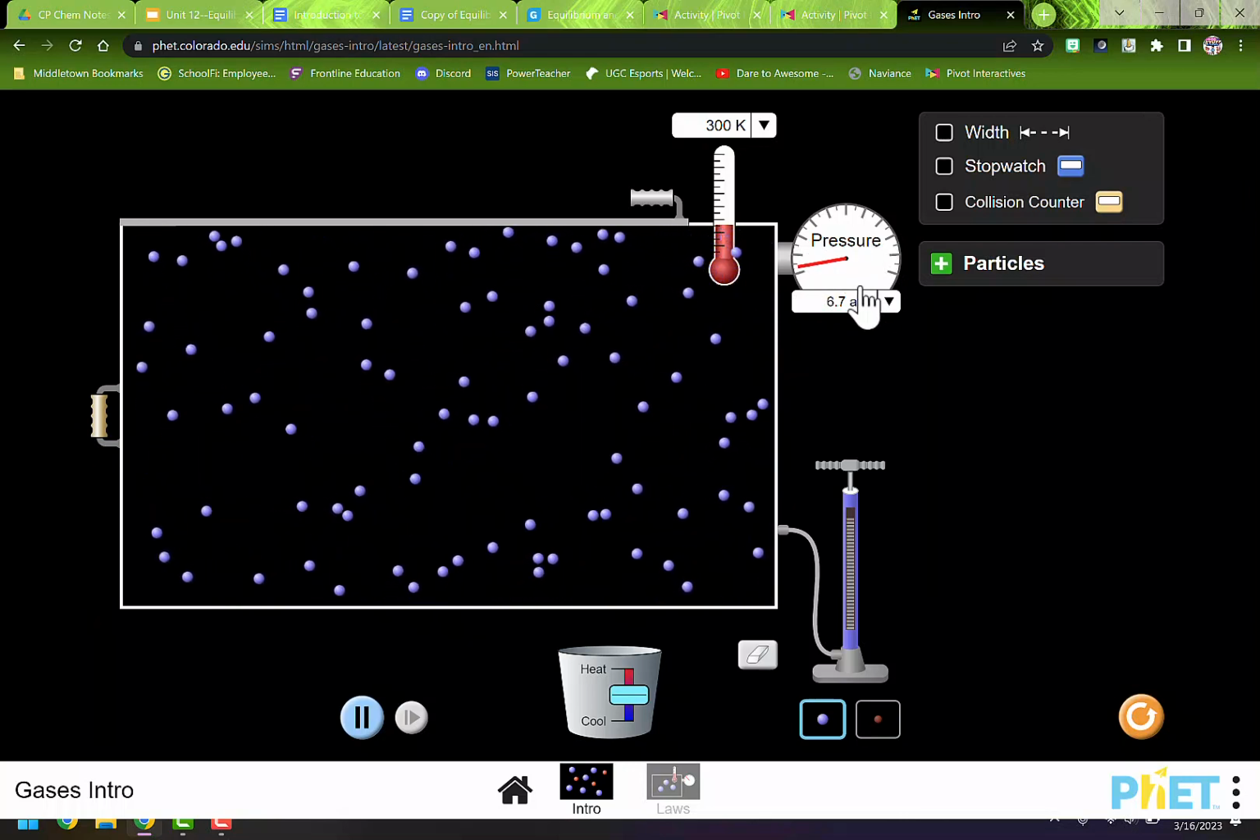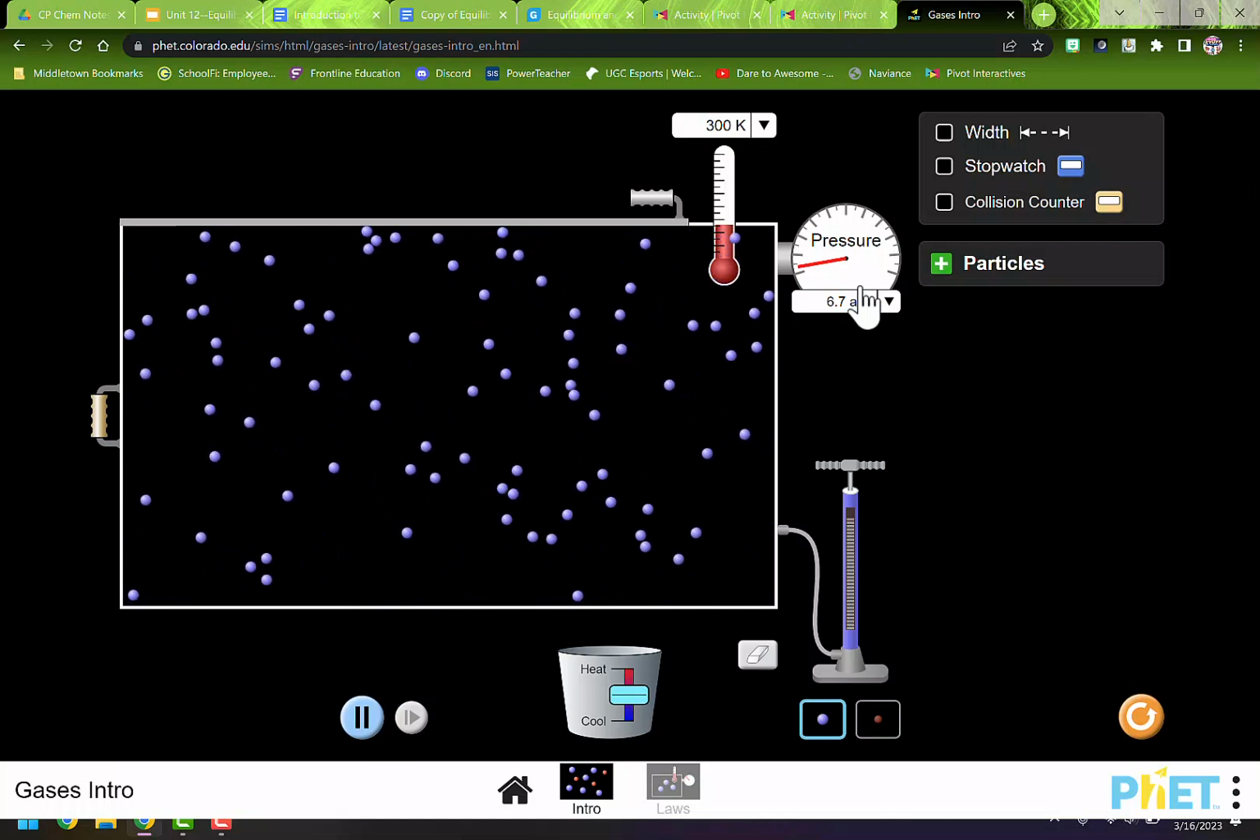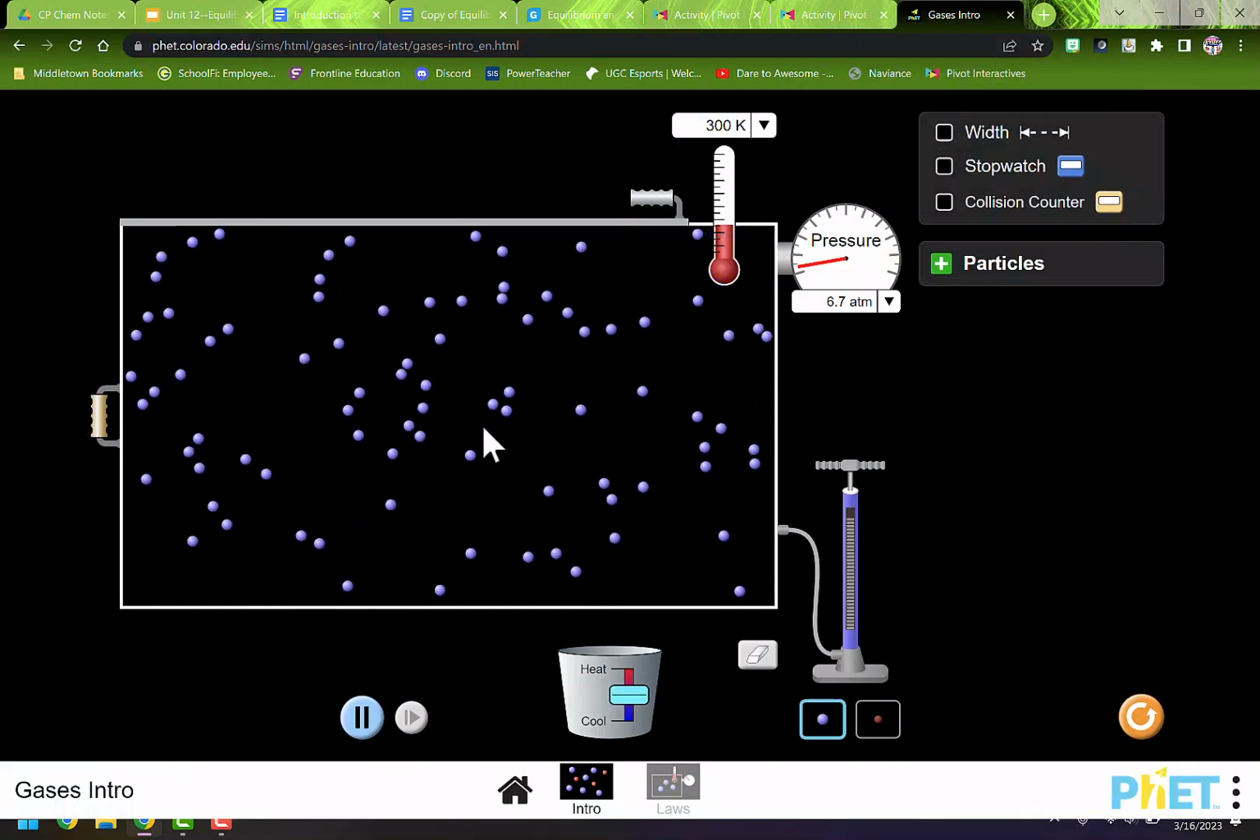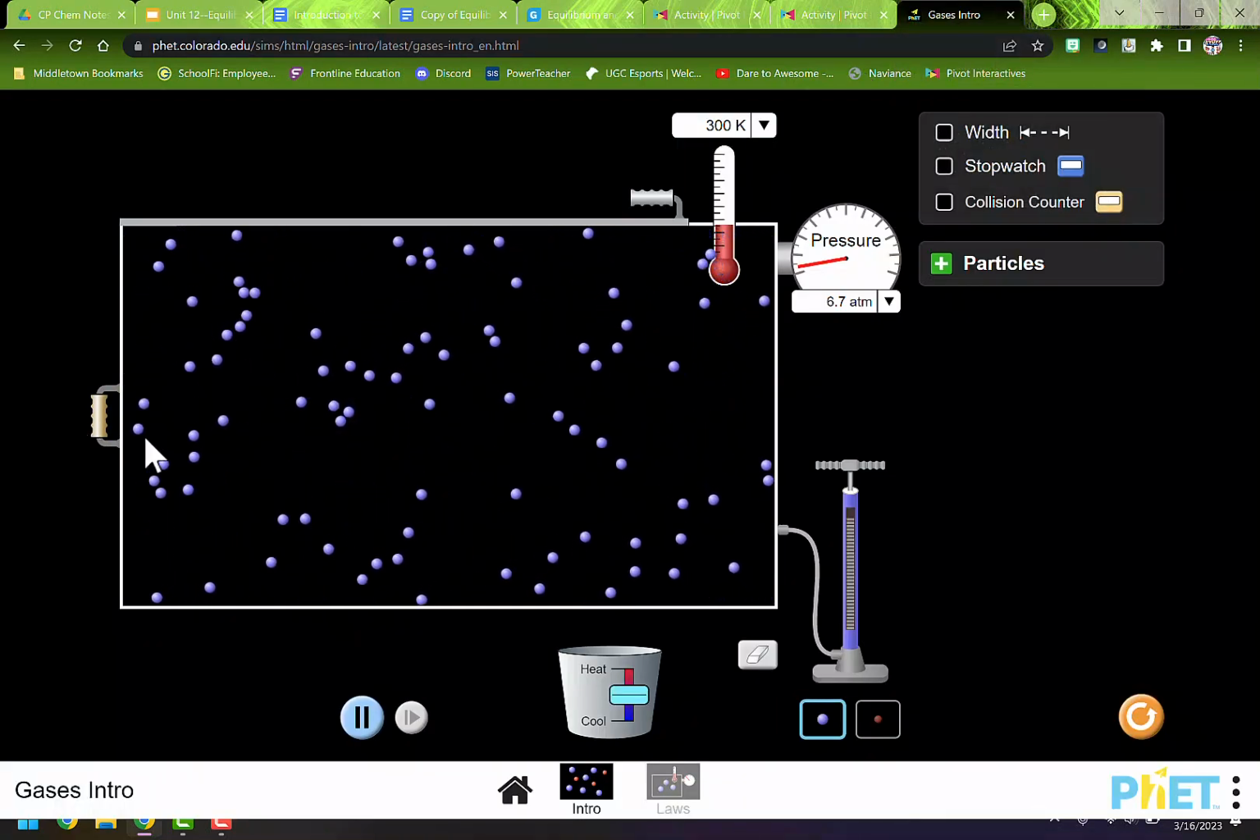So when I increase my volume, my pressure goes down. So remember, let's jump back. Increasing volume decreases collisions. My reaction will shift to the side with more moles. So in this case, this reaction would shift towards N2 and H2. So when I increase my volume, notice what happened. The collisions go way down.